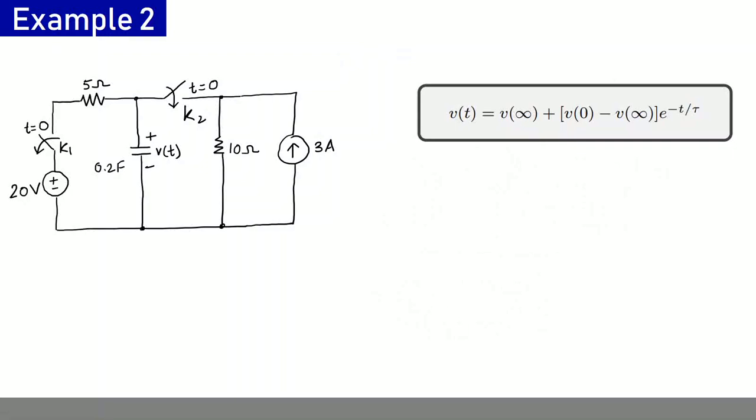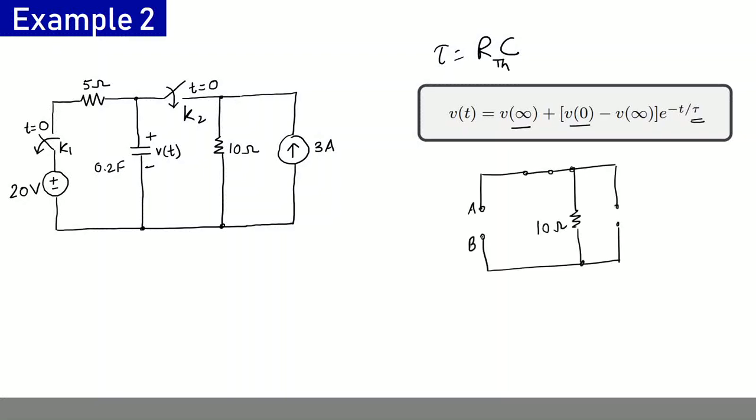Finally, we should calculate the value of tau here. We have already calculated V0 and V at infinity. We know that tau will be equal to RC, but this R will be the Thevenin's equivalent resistance. So what I am doing here is drawing the circuit with A and B as the load terminals across which I have assumed this capacitor to be connected. So the capacitor is removed from the circuit, and since this switch K1 was off, it has no role here.